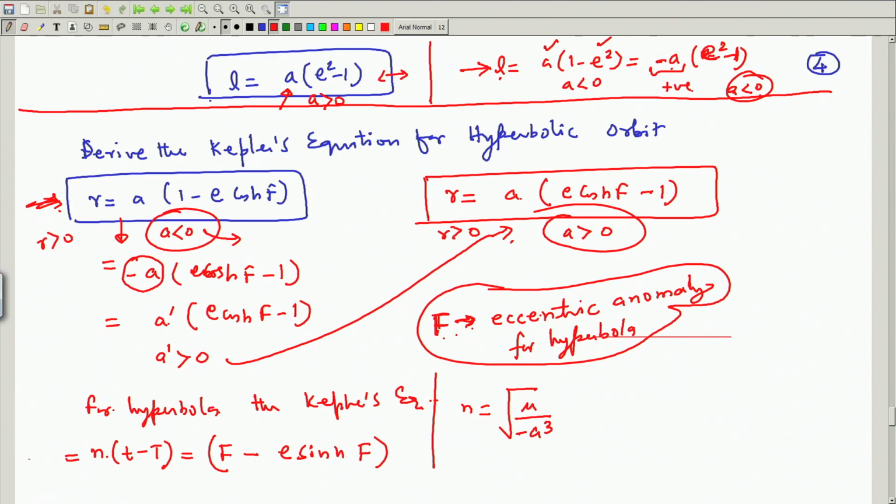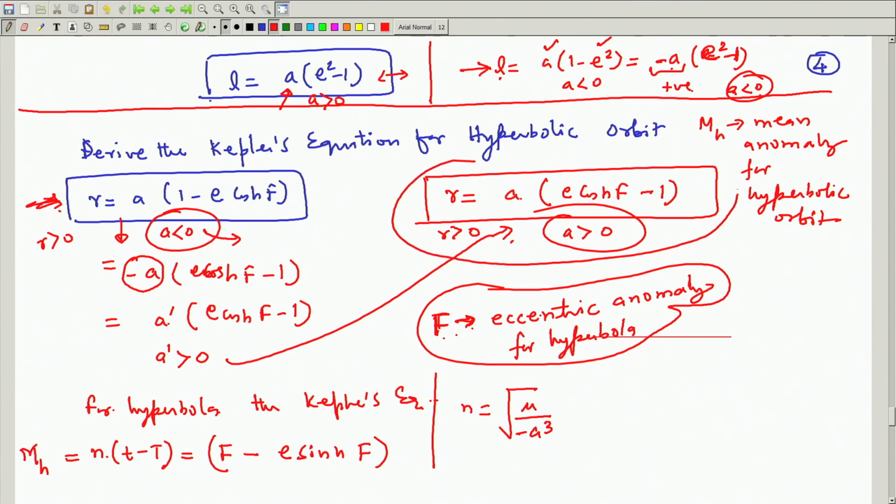So, on the left hand side, we write this as the mean anomaly for hyperbolic orbit, M H, the mean anomaly for hyperbolic orbit. We are not considering then this equation, we will work with this. You can also work with that, there is no problem.